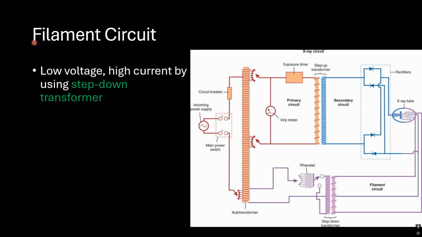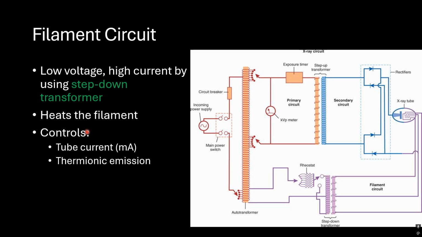Why do we need high current in the filament circuit? Because we need a high number of electrons that are produced on the filament so they can be pulled toward the anode side. The filament circuit will heat the filament, and that heat will release a high number of electrons, and it controls the tube current, which is mA, in the thermionic emission.